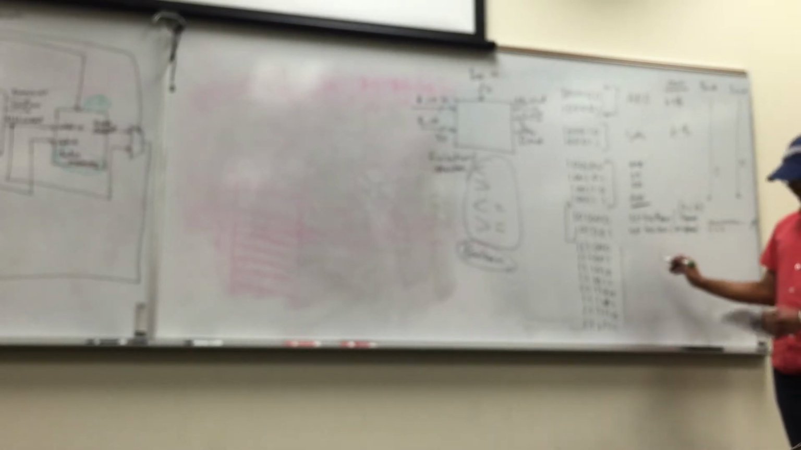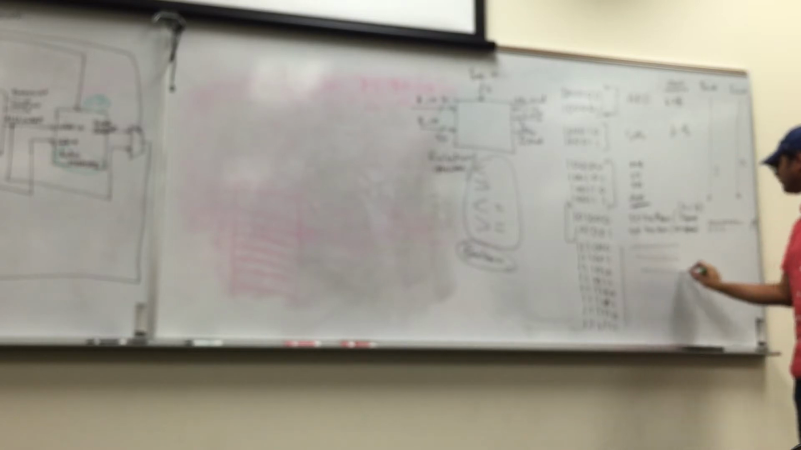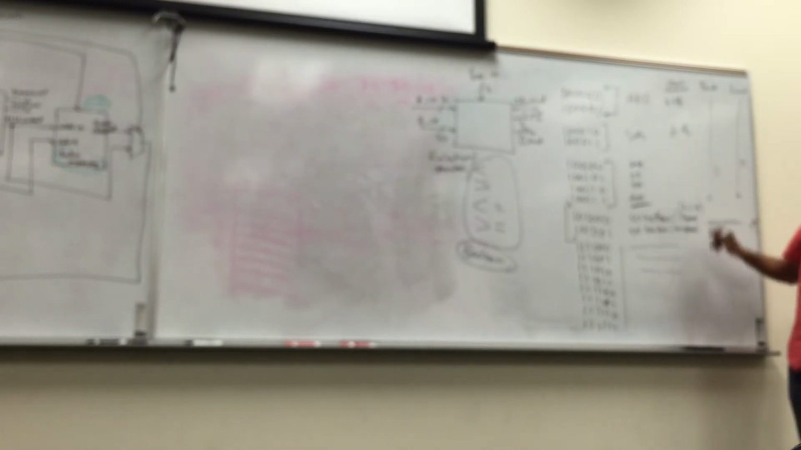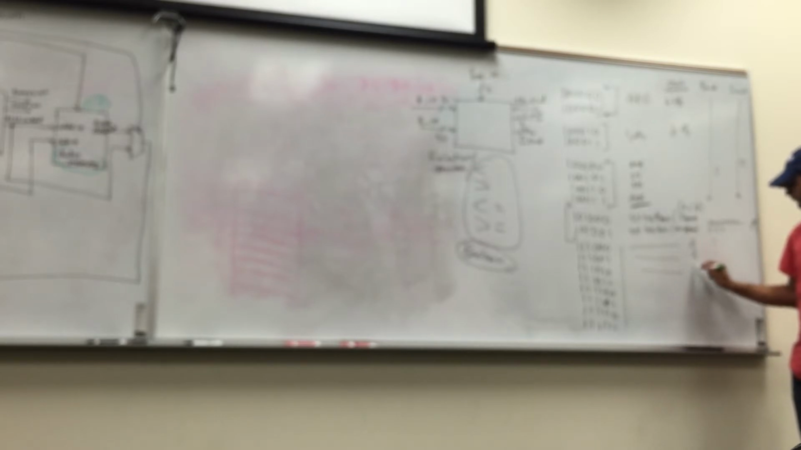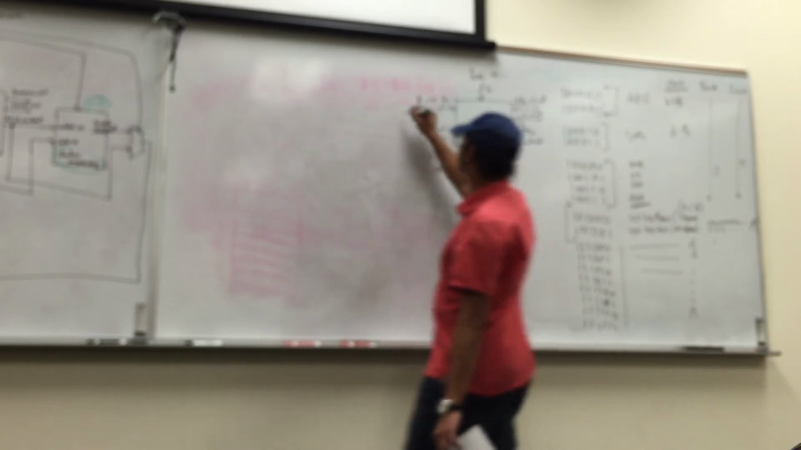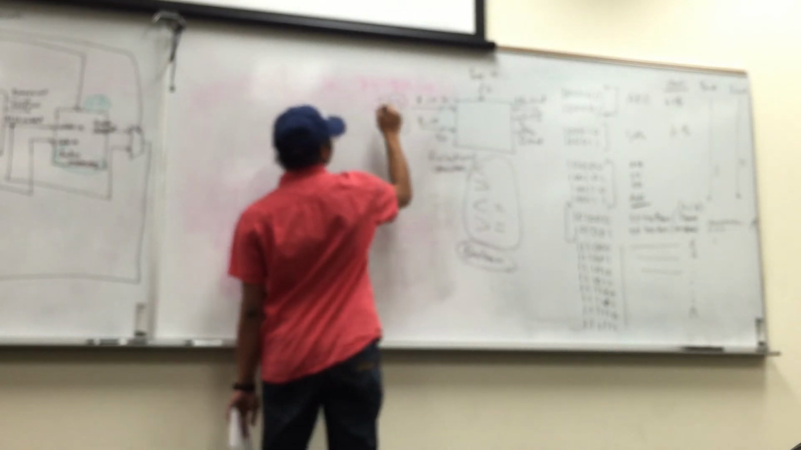Similarly, based on these branch instructions, your branch outputs will change. If there is a branch, then branch will be 1. If there is a jump, then jump will be 1. However, the output is always A here. A is basically your source register. This is your RS. This is your RT.